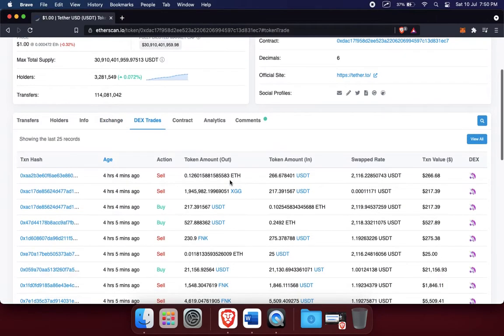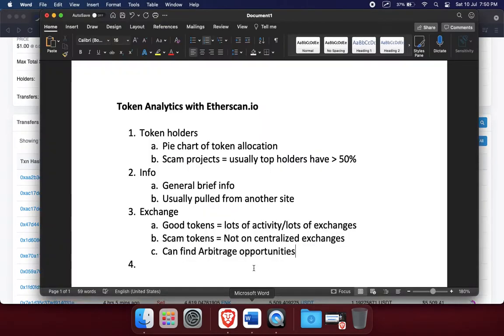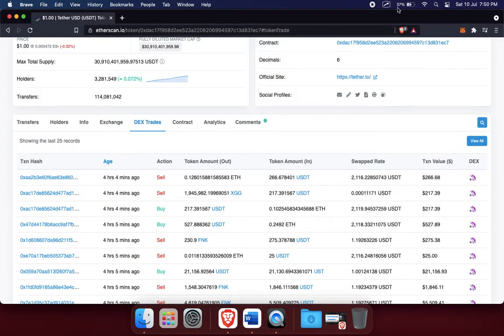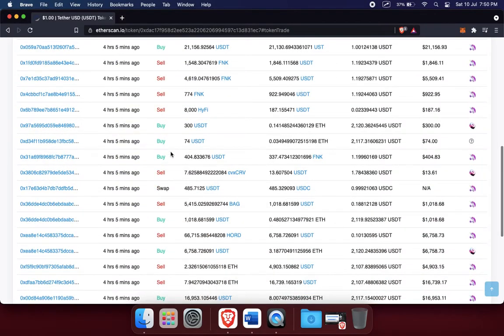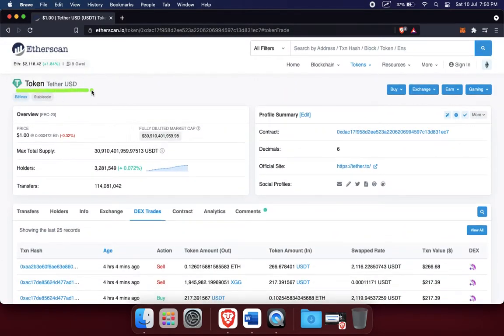Okay, let's go back to the DEXs. So we can also look at the decentralized exchanges or DEXs. Under DEXs, these are obviously decentralized, as the name suggests. Because they're decentralized, anybody can list anything, right? So oftentimes scam tokens are listed easily here, but obviously we're dealing with Tether at the top.